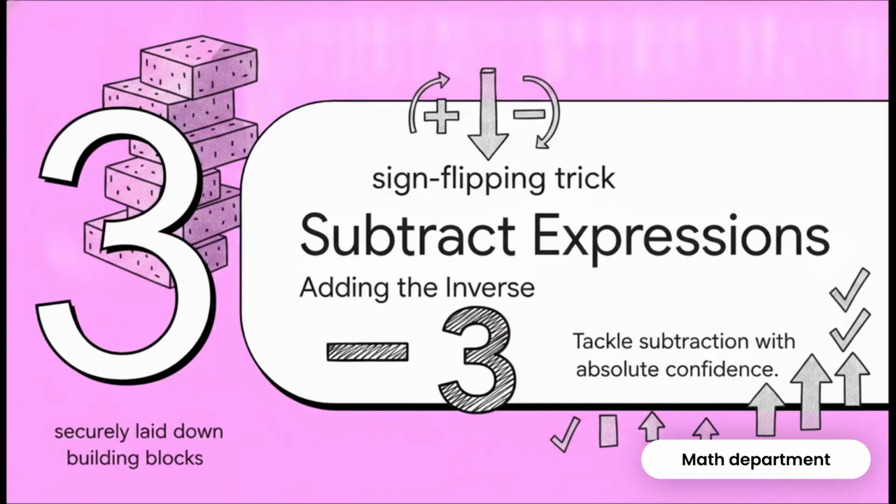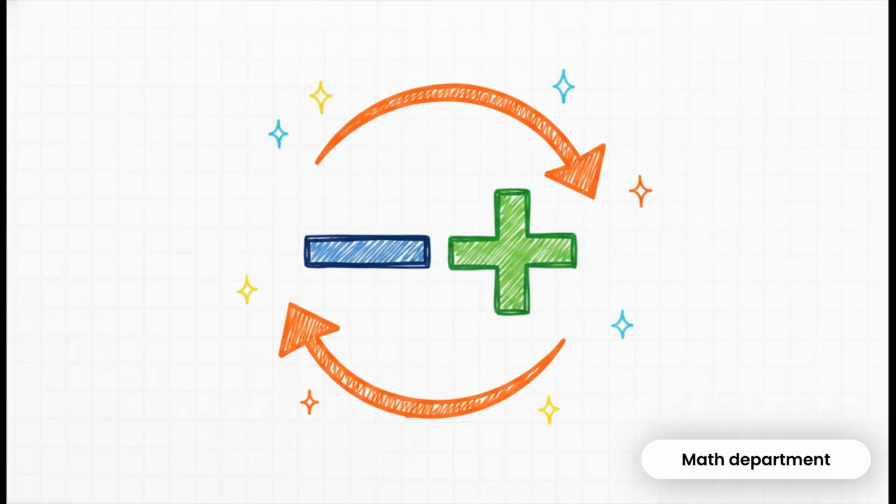Section 3. Subtracting algebraic expressions, adding the inverse. Okay, lean in, because here is the absolute biggest secret in algebra. To subtract, you don't actually subtract at all. I know, it sounds crazy, but you simply change the signs of the expression being subtracted to their opposites, which, yes, is the additive inverse we just practiced, and then you just add that resulting expression to the first one. Why do we do this?